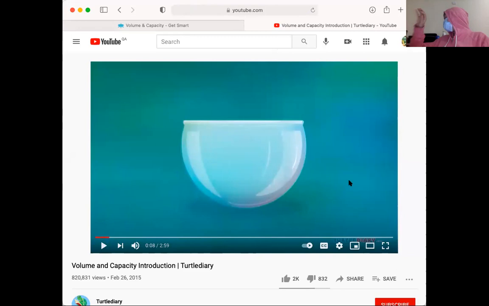First of all, she filled a container with some water. Every container has a capacity and a volume. Let's see what the difference between them.